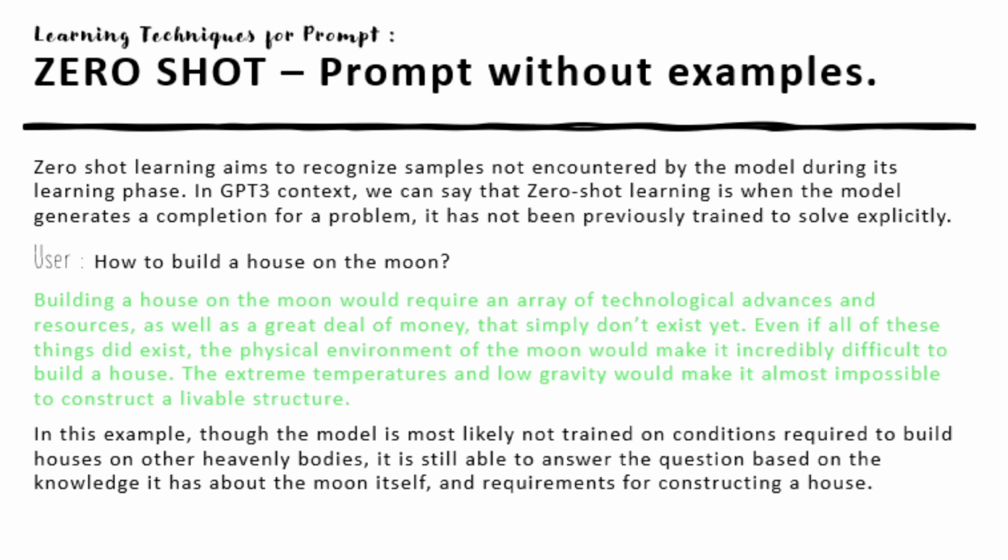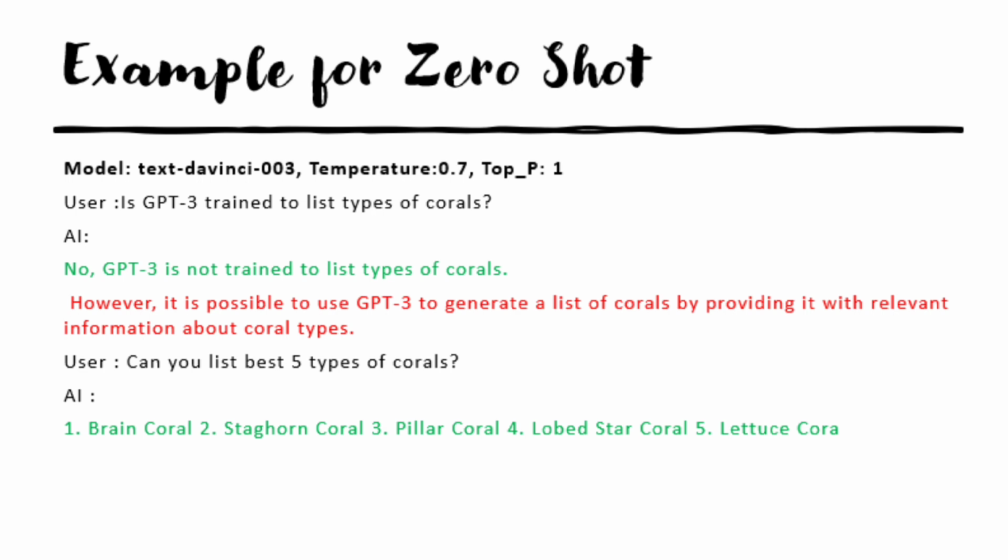Let's see one more example for zero shot. For example, is GPT-3 trained to list types of corals? No, it is not trained to list types, but you can set temperature 0.7 and top P. So it will think by itself. Like it is not trained, but it will provide relevant information, as it was done in the previous example. It is not trained to build a house on the moon, but however it has given some information related to that based upon the content it has trained on.